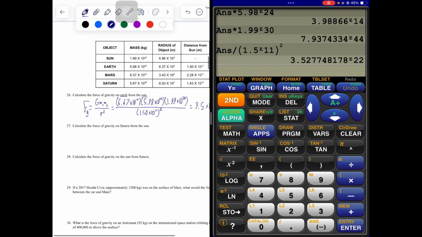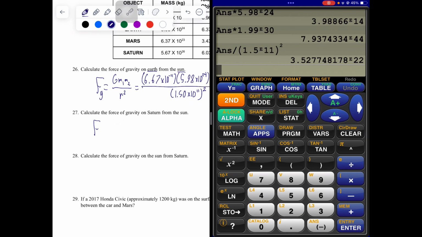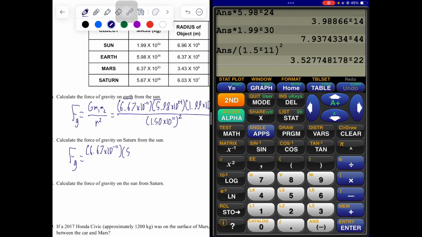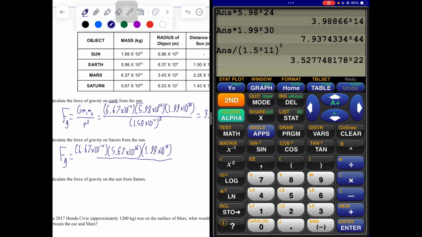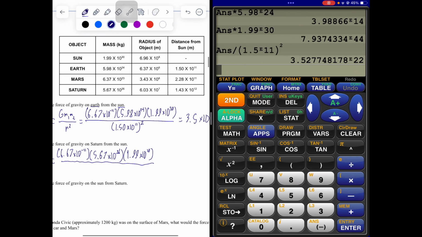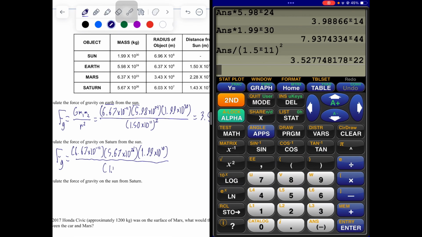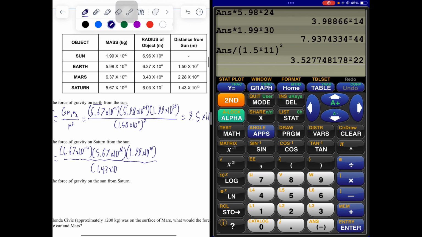We're going to do the same process, right? We get lots of practice. Force of gravity, Saturn from the sun. Same equation. Plug in your G, that's a universal constant. It's not going to change. Saturn, what is Saturn's mass? 5.67 times 10 to the 26 kilograms. The sun's mass, we used that before, 1.99 times 10 to the 30th. And we will divide by the distance, Saturn to the sun, 1.43 times 10 to the 12th. And we're going to square that.